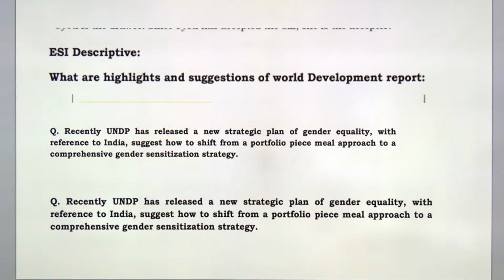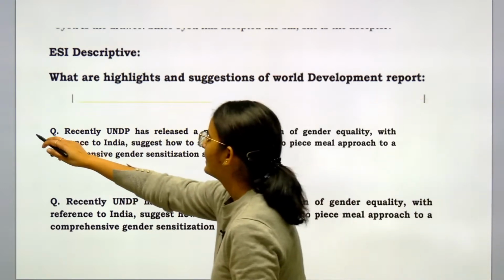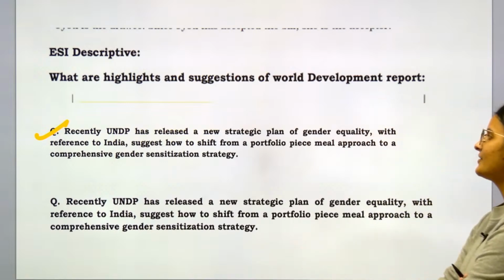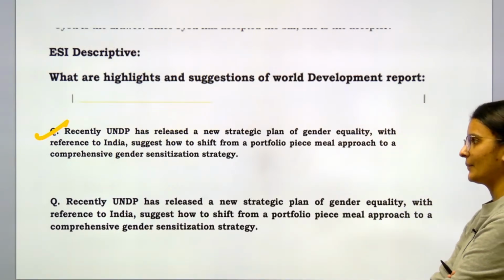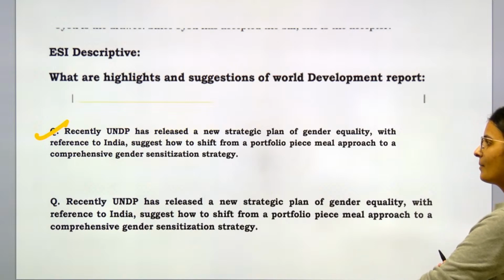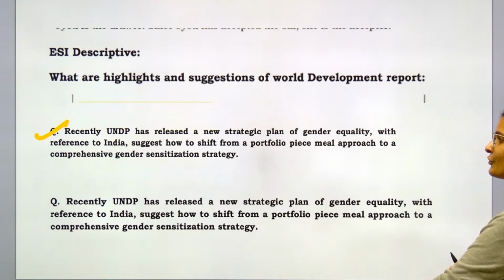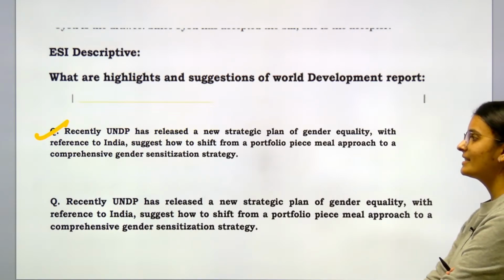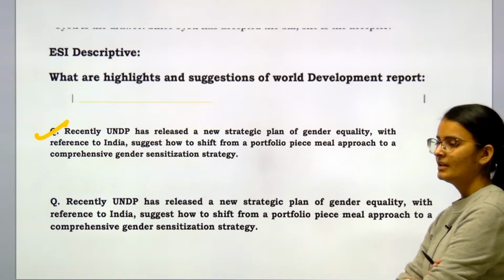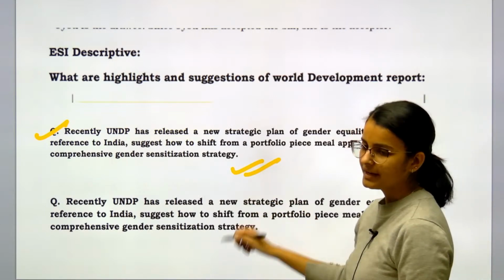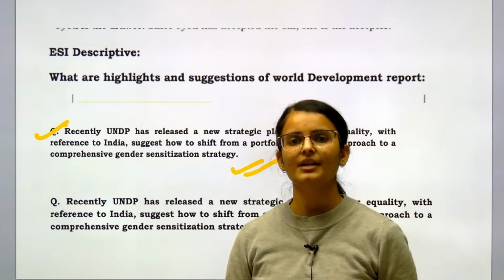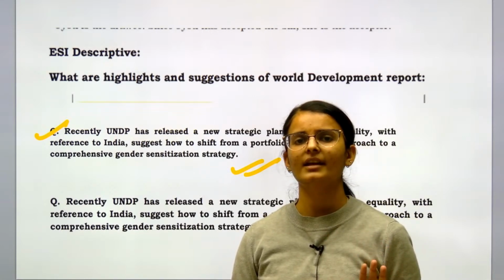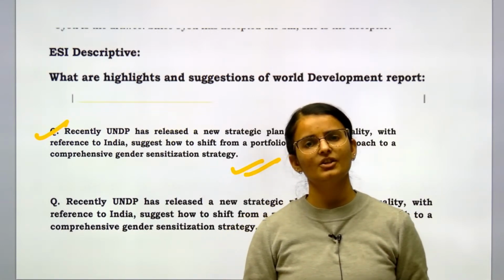See, these are the descriptive for ESI. Recently, UNDP has released a new strategic plan of gender equality with a reference to India. Suggest how to shift from a piecemeal portfolio approach to a comprehensive gender sensitization strategy. So see, that's why I have told you that interpretation of the question is very important. If you are weak at interpretation, you will not get what they are asking. So your interpretation should be strong.